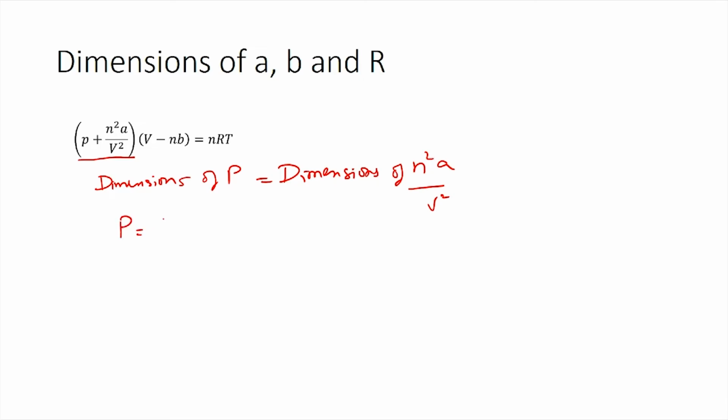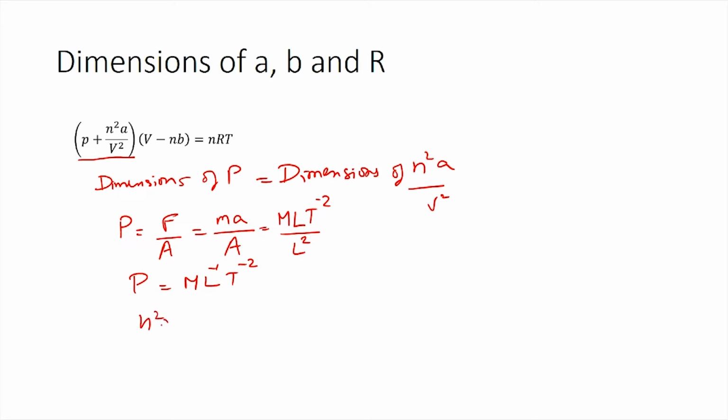Pressure is defined as force divided by area, and force is defined as mass times acceleration. Now, the dimensions for mass is m, dimensions for acceleration is L T power minus 2, and dimensions of area is L squared. Thereby, the dimensions of pressure is m L minus 1 T minus 2. So, the dimensions of the term n squared A divided by V squared would also be equal to m L minus 1 T minus 2.